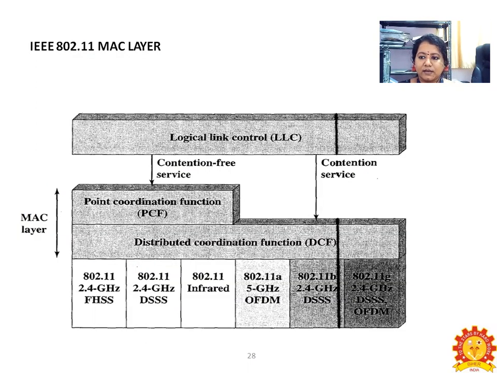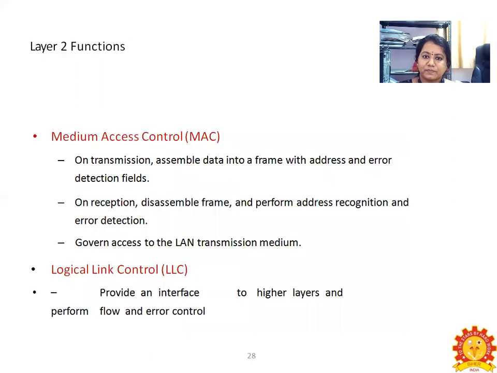So this is a block diagram for the MAC layer. We will be having an LLC, and from the LLC we will be having units, that is the contention free service and the contention service. The contention free service will go to PCF, which is the point coordination function, whereas the contention service comes from the LLC and goes straight to the DCF, which is the distributed coordination function. From there it goes to FHSS, baseband IR, infrared, OFDM, DSSS, and DSSS OFDM.